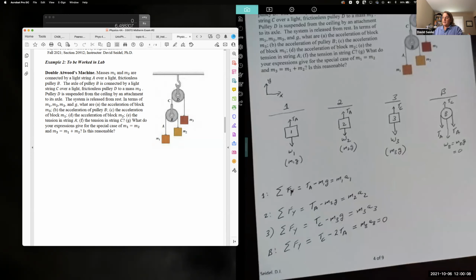But how many unknowns do I have? A3, A2, A1, TA, and TC are all unknown. M1, 2, and 3 are considered known, but I have 1, 2, 3, 4, 5 unknowns. I only have 4 equations, so I've got to have another equation, right? You need to come up with another one for me.